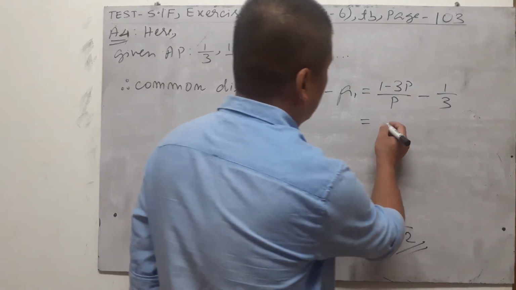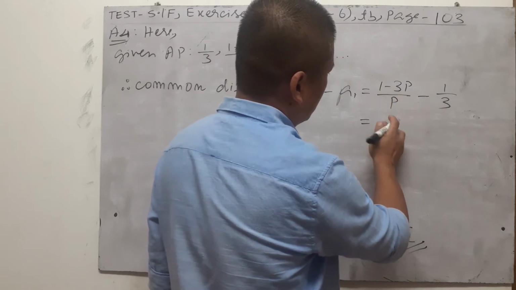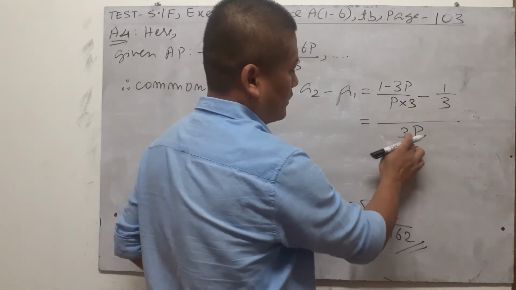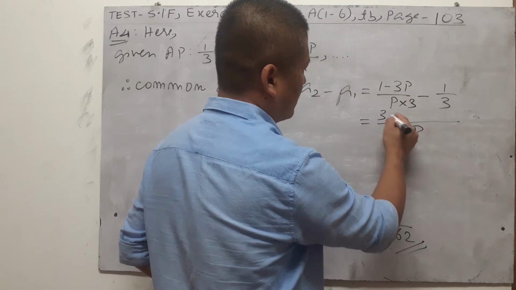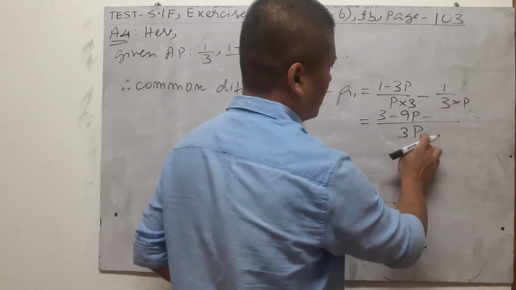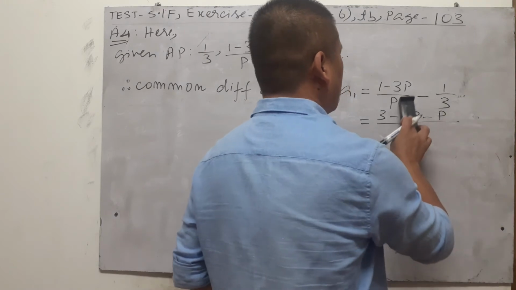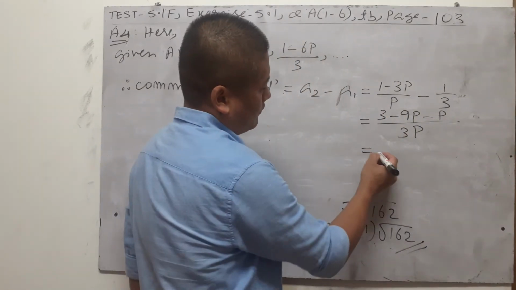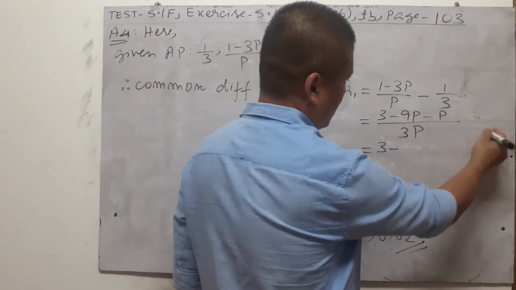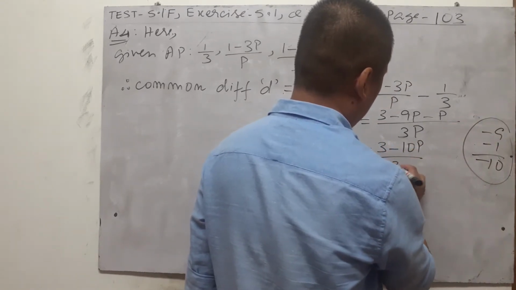Here the LCM, or you can break it up also. 3p is the LCM of p and 3. So p into 3 is 3p. Let 3 multiply these two. 3 1s are 3 minus 3 3s are 9p. Then minus 3 into p is 3p, so p 1s are p. These things you need not write; I'm writing it for explanation's sake. So here 3 minus 9p minus 1p, minus 9 minus 1 is minus 10, because we have to add. Minus 10p divided by 3p.